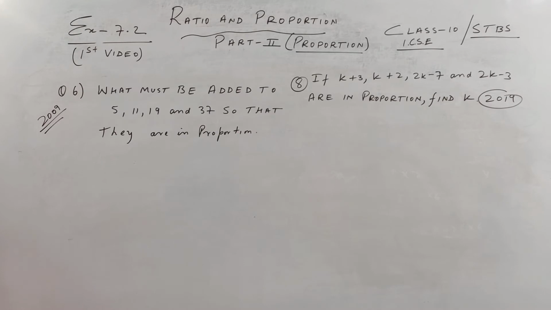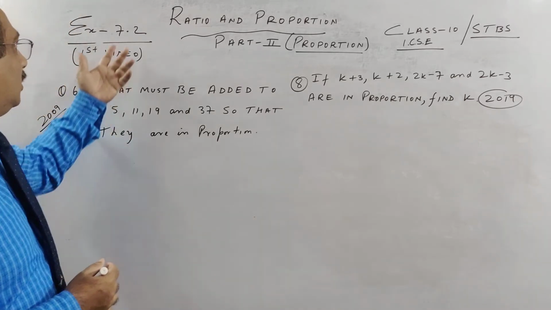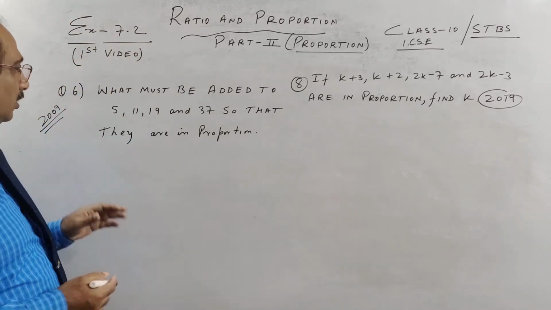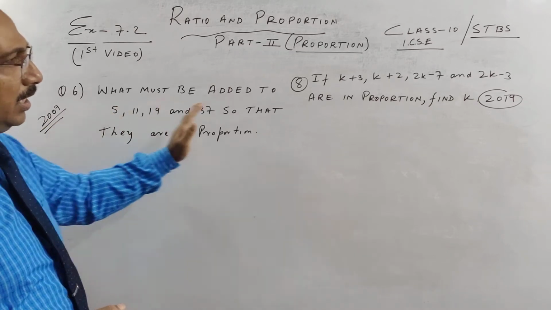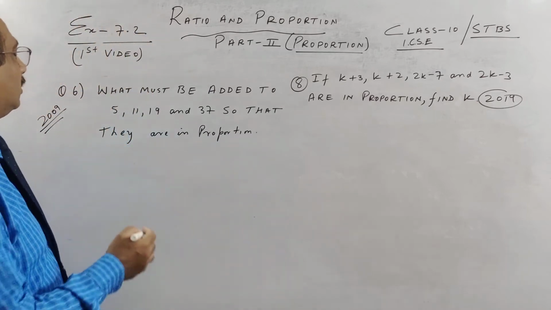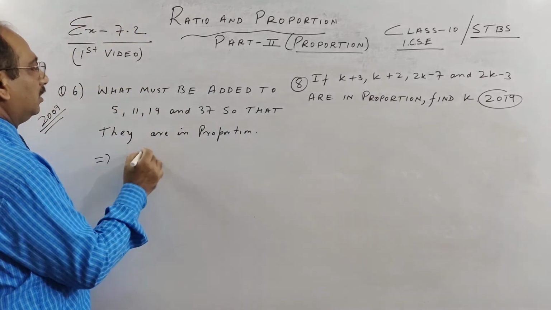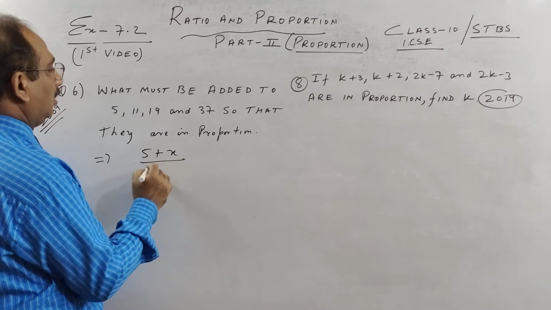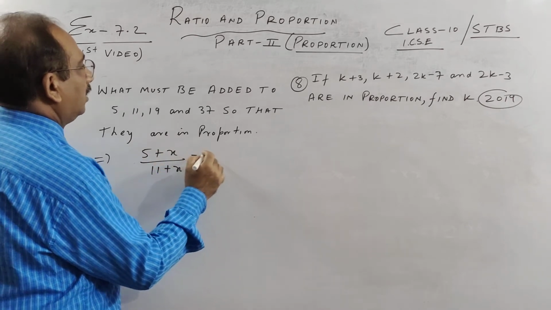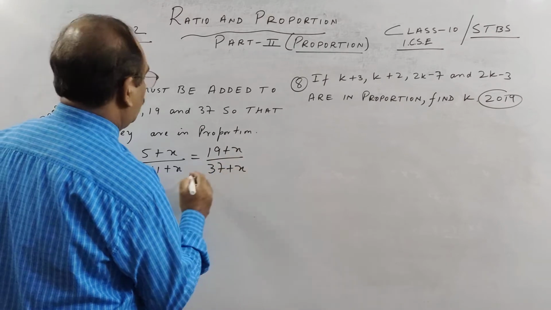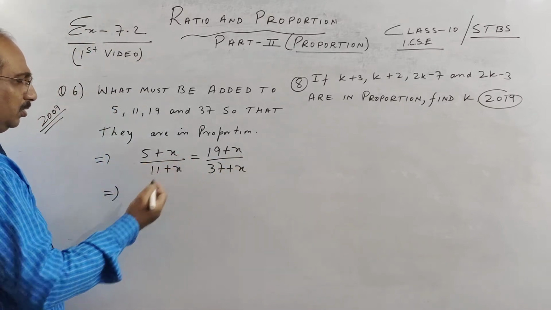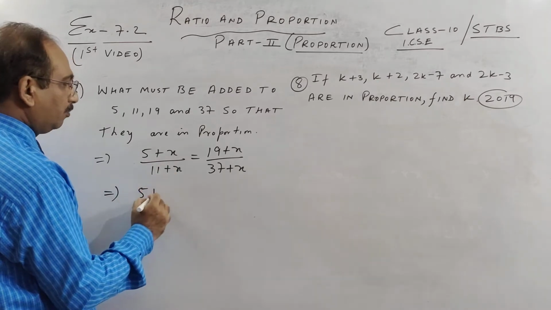So here we go and solve two ICSE questions. So I'm doing unsolved. We are in exercise 7.2 of ML Agrawal's book. So this is question 6, which came in 2009, and question 8, which came in 2019. What must be added, children, to 5, 11 and 19, 37 so that they are in proportion? So let x be added. We cross multiply, children.